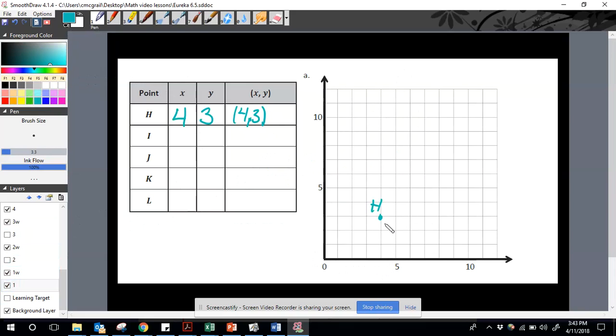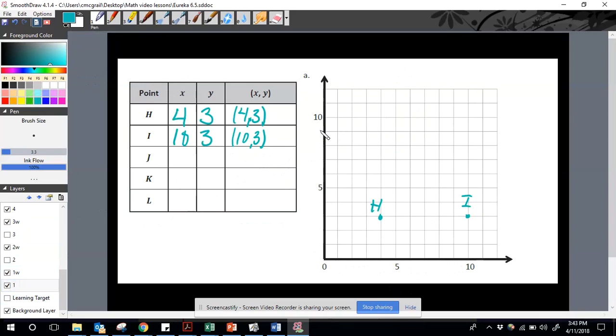Let's label another coordinate. I'm going to label this point I. Giselle, can you please give me the coordinates for point I? The x-coordinate is 10 and the y-coordinate is 3. So that makes our coordinate pair 10, 3. And so I'm going to go 10 to the right, and I'm going to go 3 up, and I'm going to label that point I.